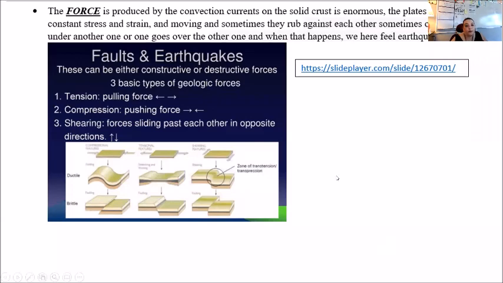So we look at the different types of geologic forces. We have the tension force, which is pulling anything apart. Compression, which is going to push them together. And then shearing, where they're just sliding past each other in opposite directions.